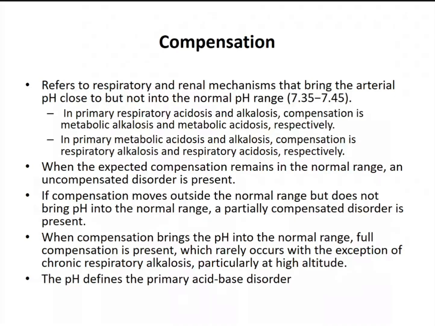When the expected compensation remains in the normal range and an uncompensated disorder is present, that means your values are not altered. That means it has not been compensated adequately. It is still in the abnormal range. If compensation moves outside the normal range but does not bring pH to the normal range, that means your pH is still abnormal, but your bicarb levels, the partial pressure of CO2 and oxygen are altered. That means a partial compensation has happened.